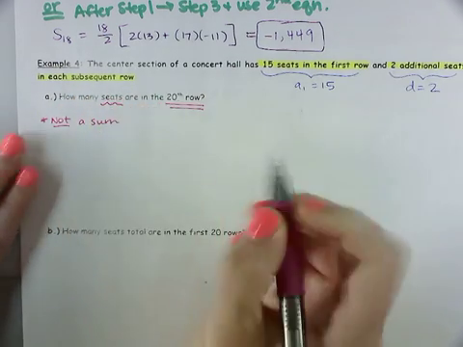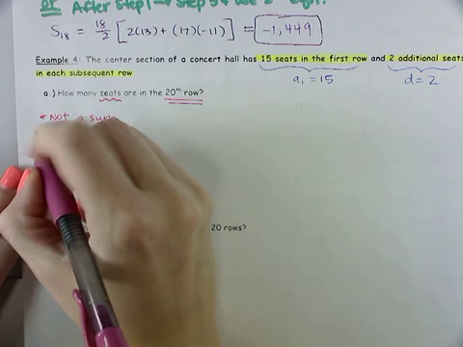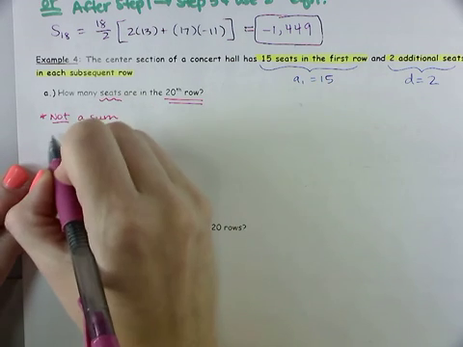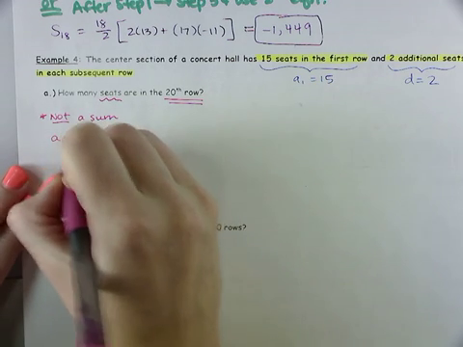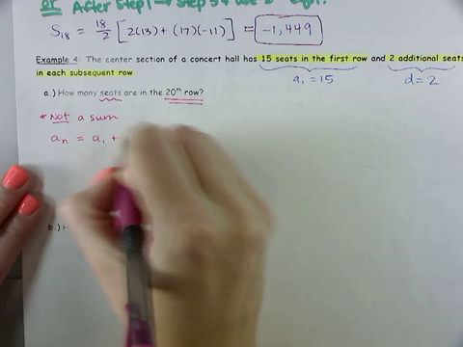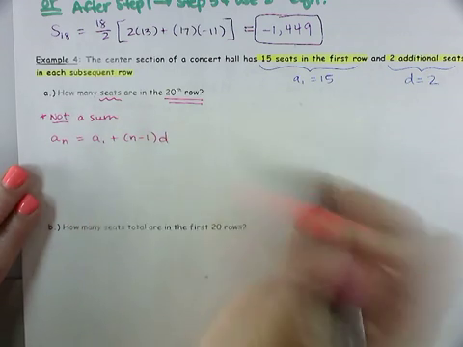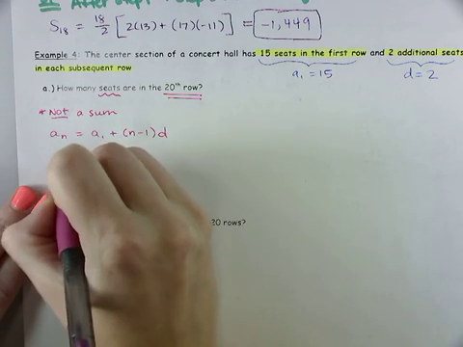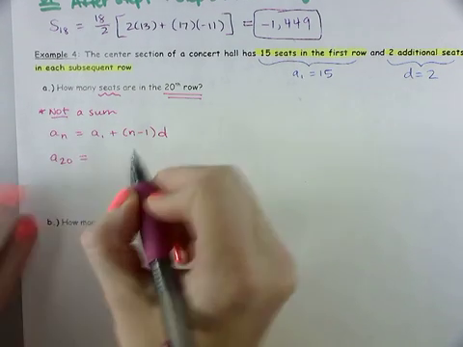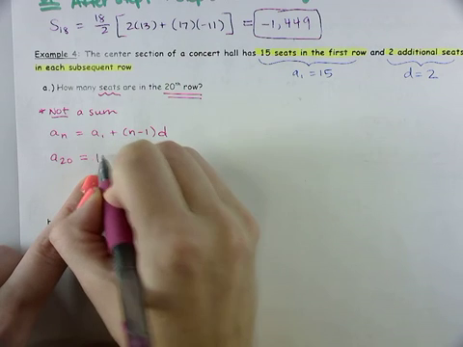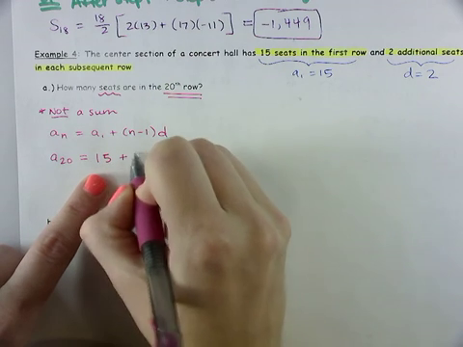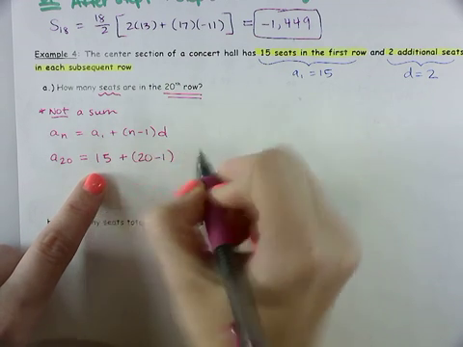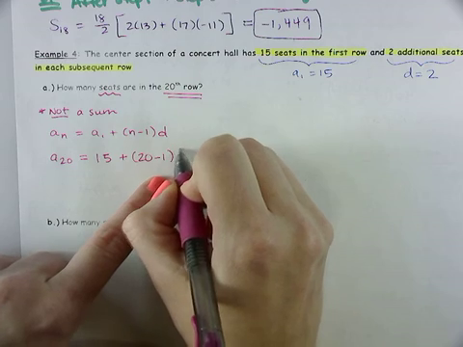Okay, so we're going to use our arithmetic sequence formula. So we're going to use a sub n equals a sub 1 plus n minus 1 times d. So a sub 20. So in the 20th row, if you start with 15 seats in the first row, and then in each subsequent row, there's going to be 2 additional.